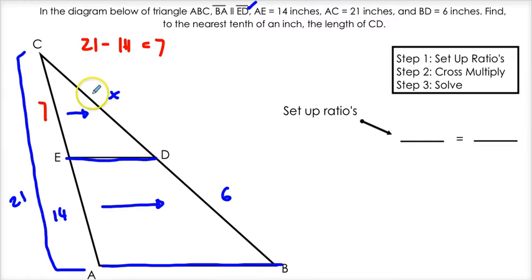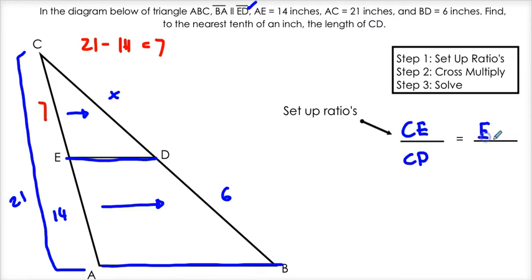So now we're set up. I have the numbers that are across from each other, right? And I have the parallel bases, the line in the middle parallel to the base. Well, now we can set up a proportion. The proportion would look like this. CE to CD is proportional to EA to DB.